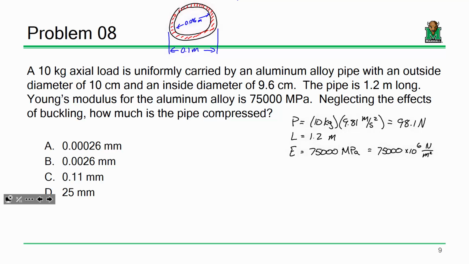Okay, so how do you calculate the area of a circle? Just in general. Pi d squared over 4. So for that red shaded region, the actual area of the pipe, I need the pi d squared of the outside minus the pi d squared of the inside. So really what I need to do is A equals pi times the outside diameter squared minus the inside diameter squared, over 4, right?